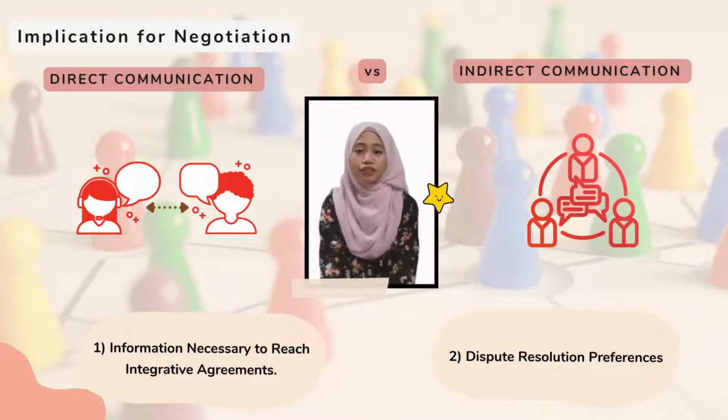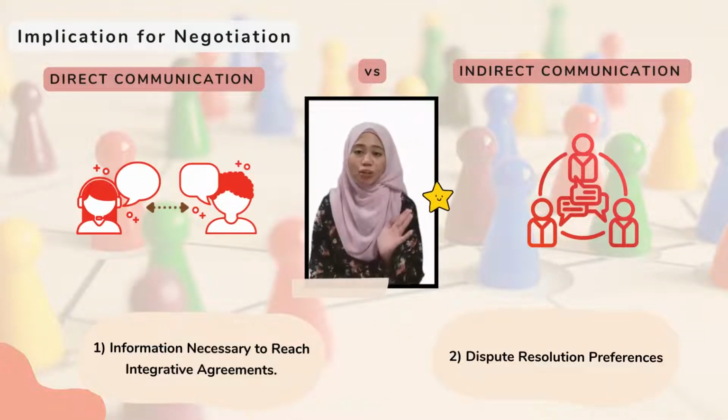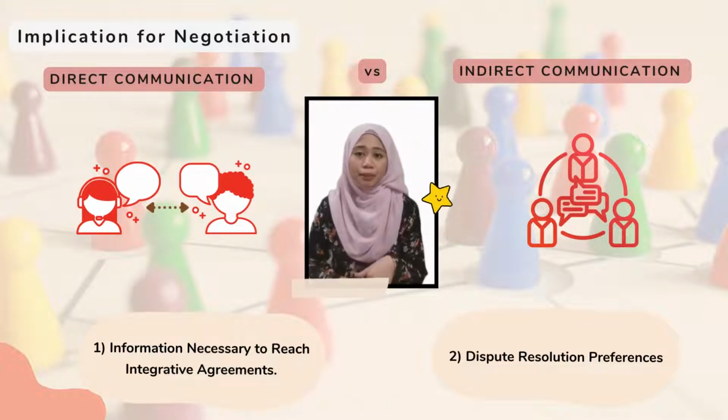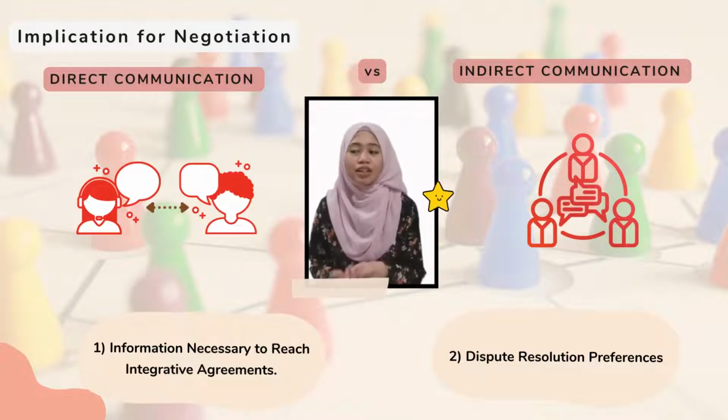Implications for negotiation for direct communication and indirect communication. The first one is that information is necessary to reach an integrative agreement. Getting the information on the table is crucial for expanding the pie, because relying on context alone to convey the information required to create an integrative agreement is insufficient.